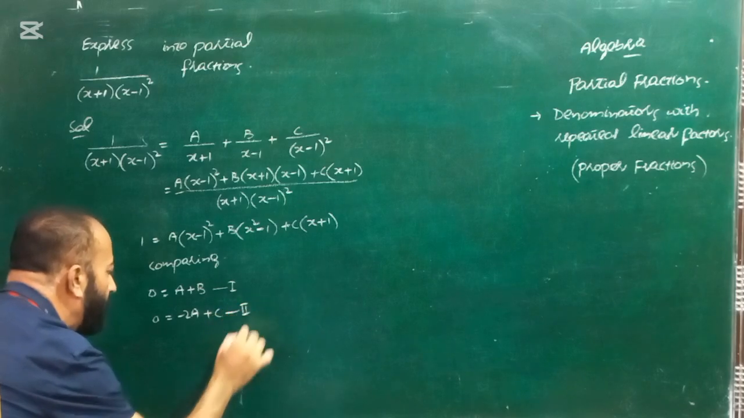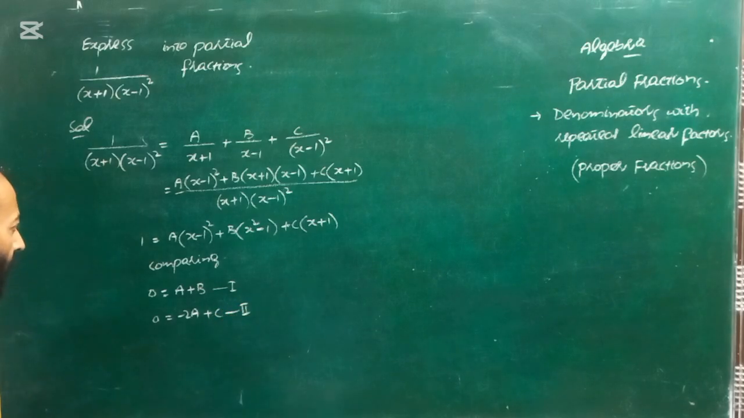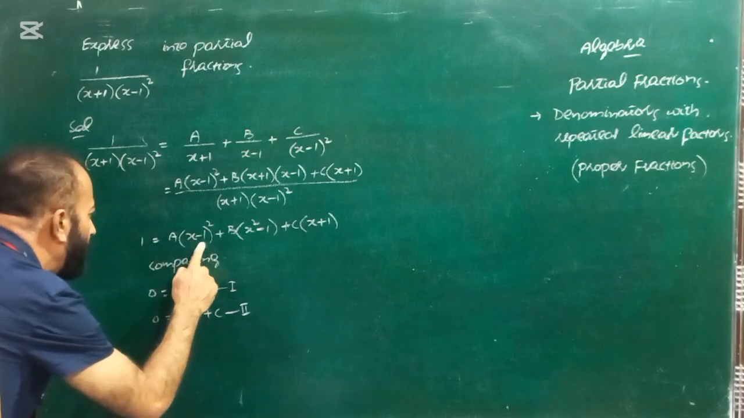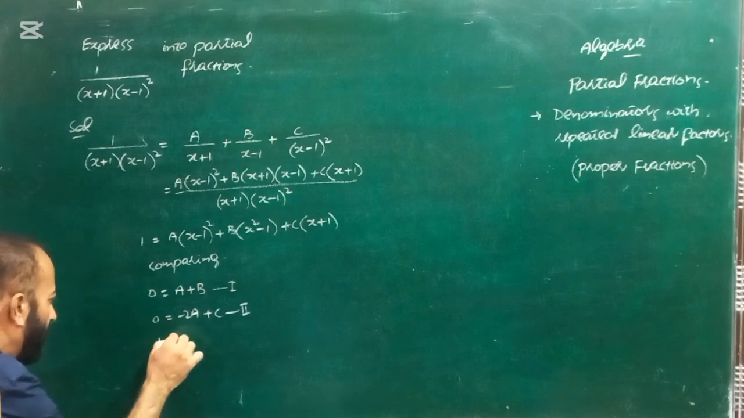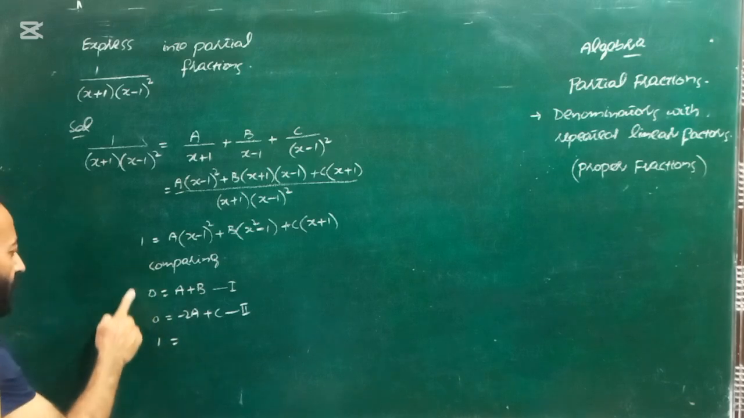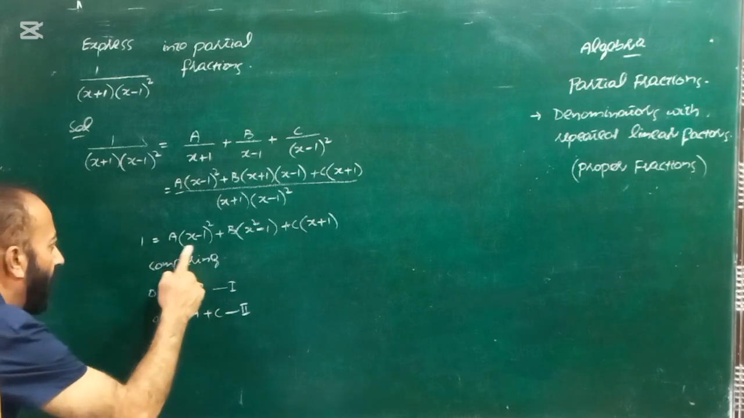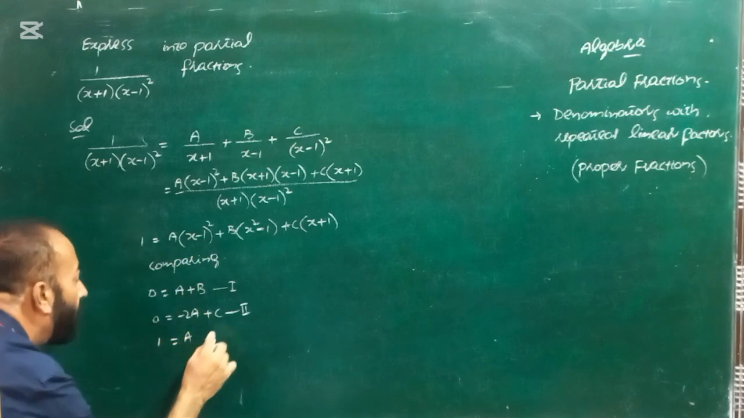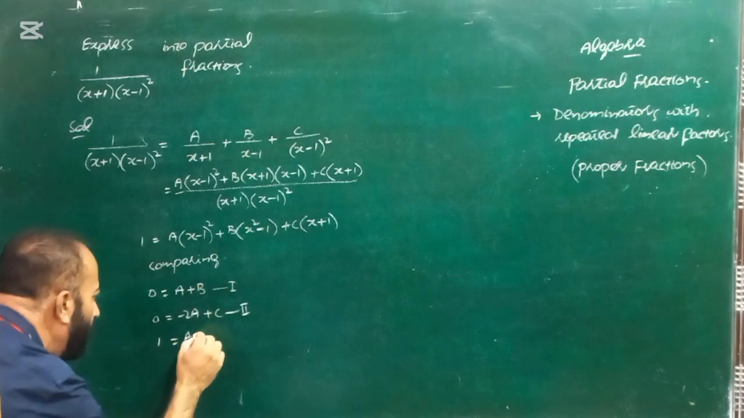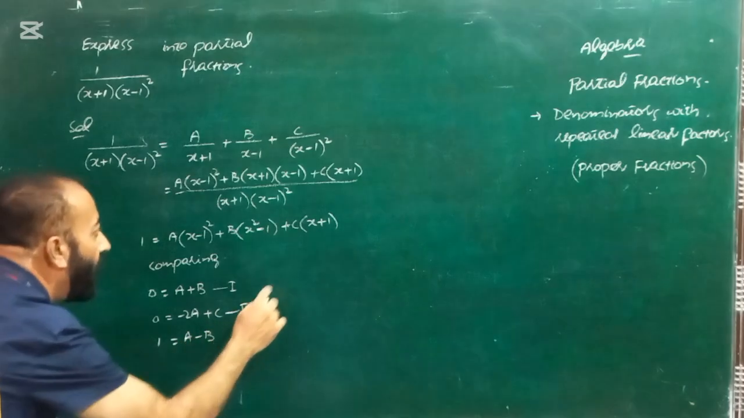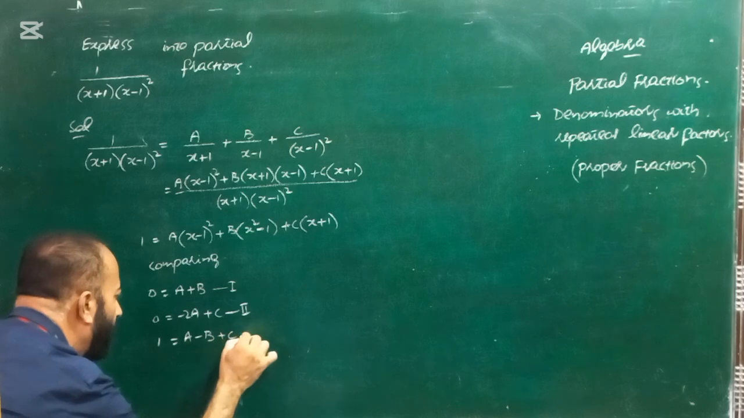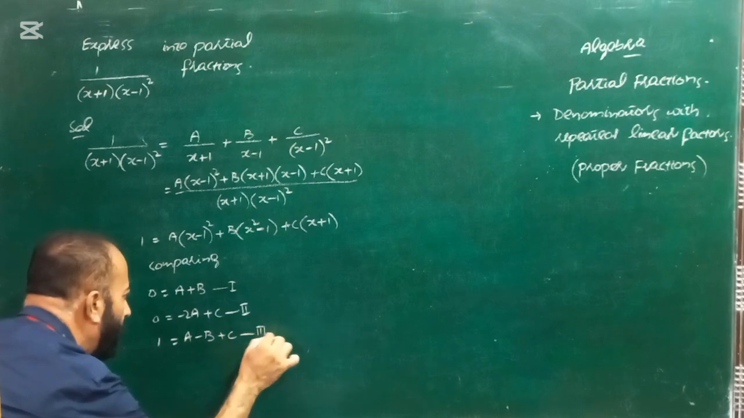Okay, call this equation number 2. And finally the constant terms, plus 1, so plus a. So 1 will be, because the constant term on the left hand side is 1, and from here plus a, from here minus b, and from here plus c. So call this equation number 3.